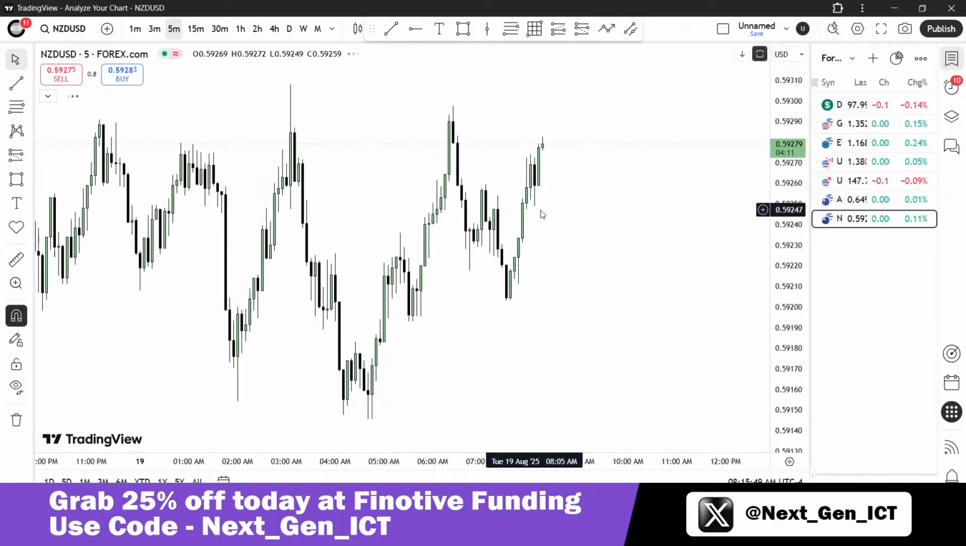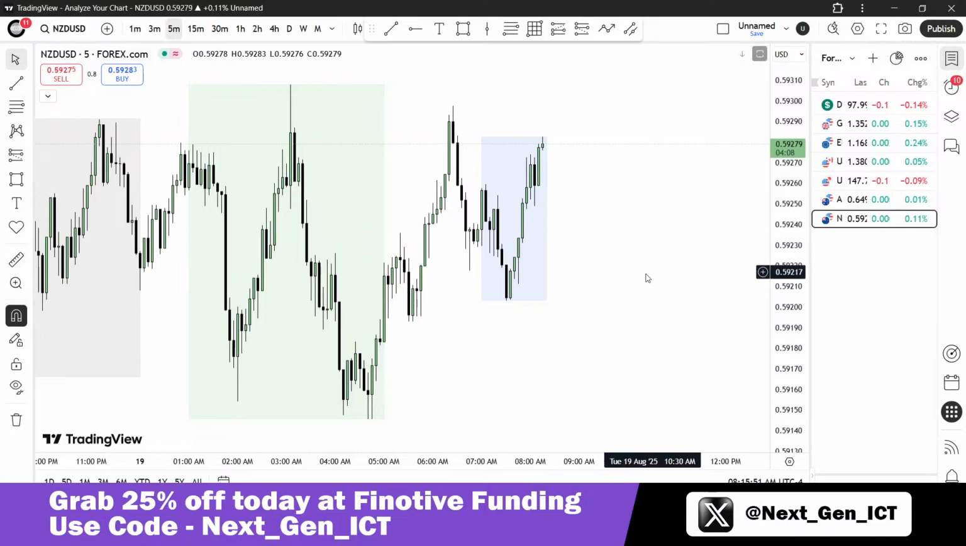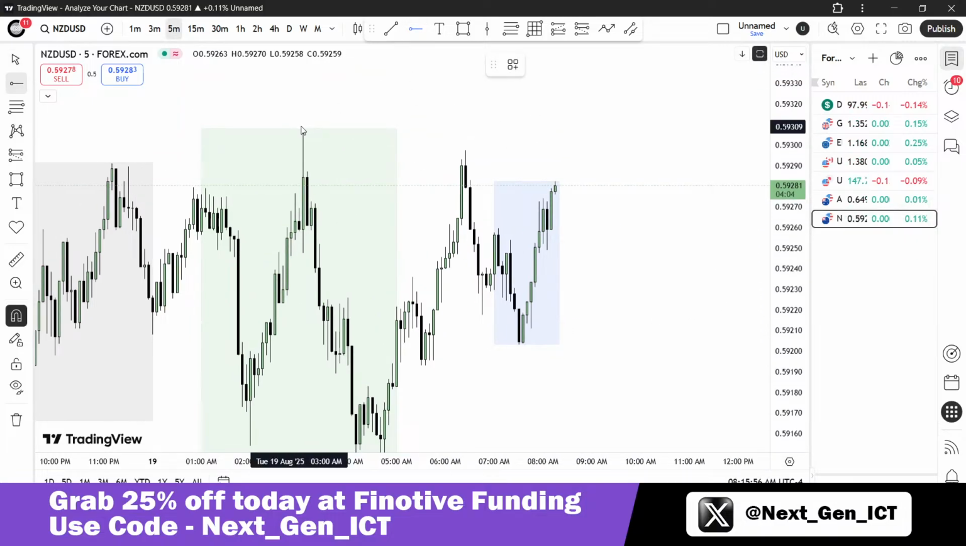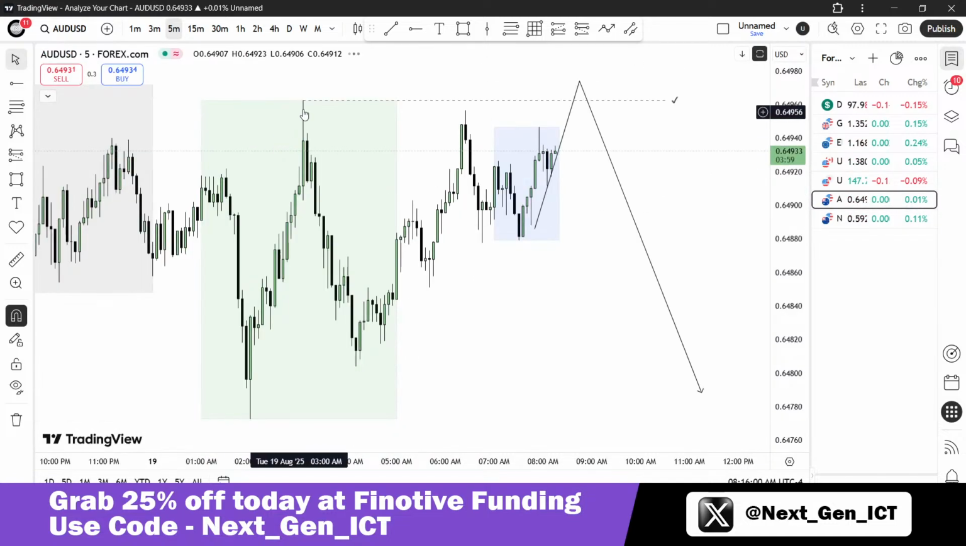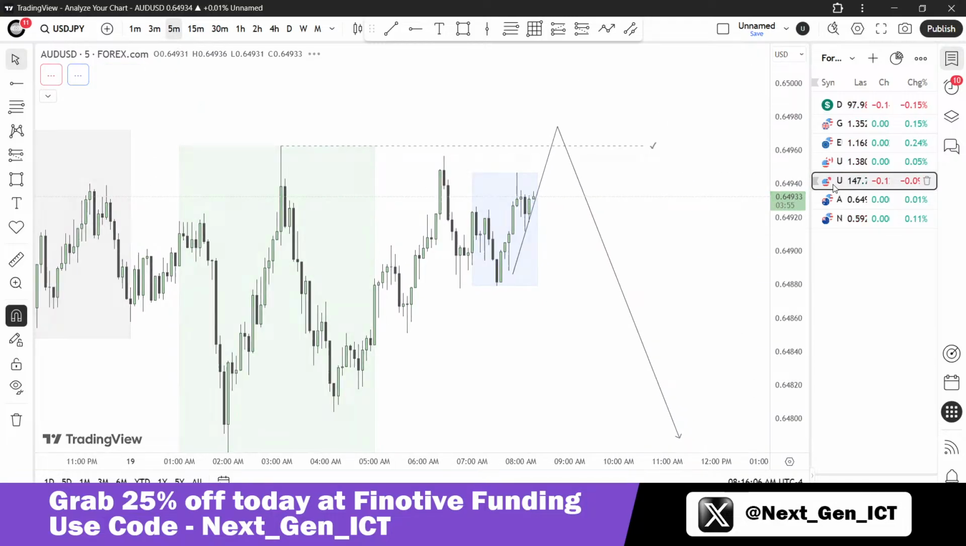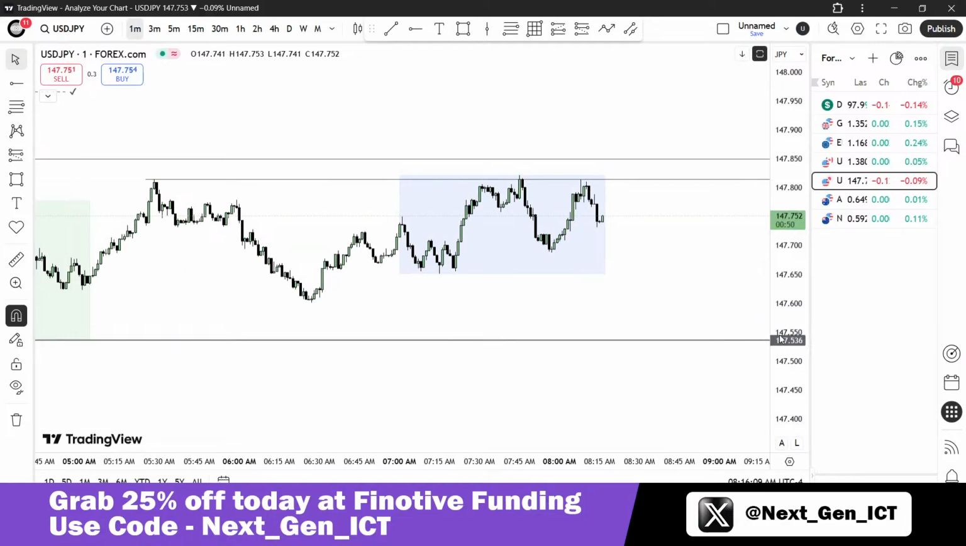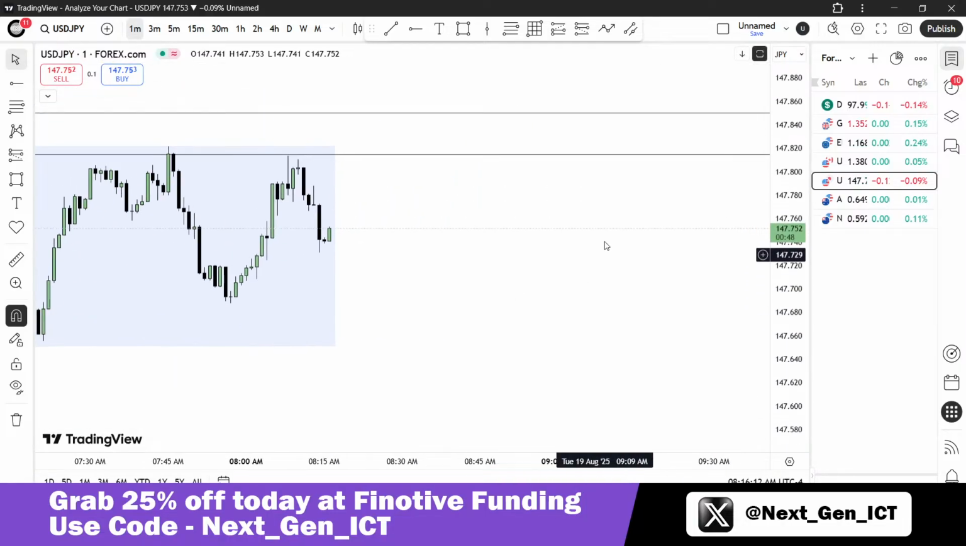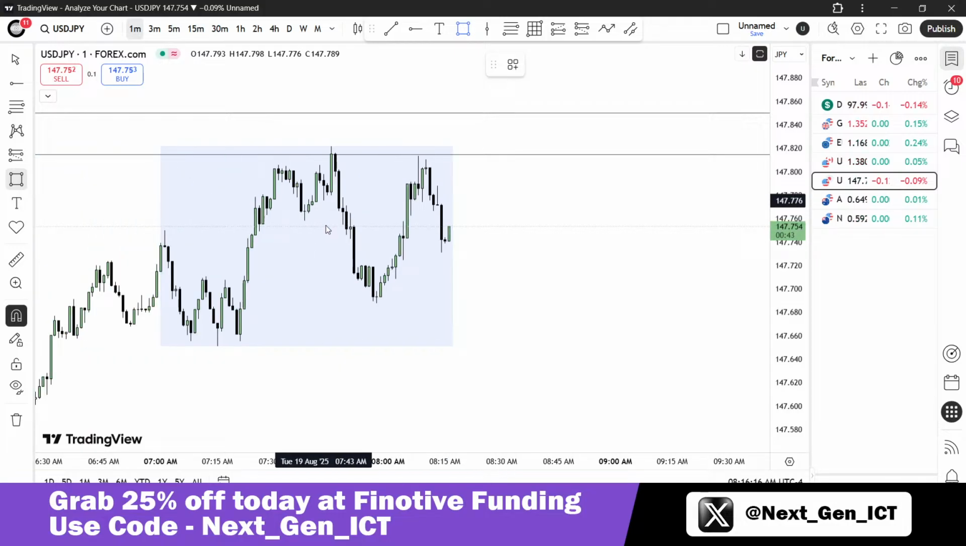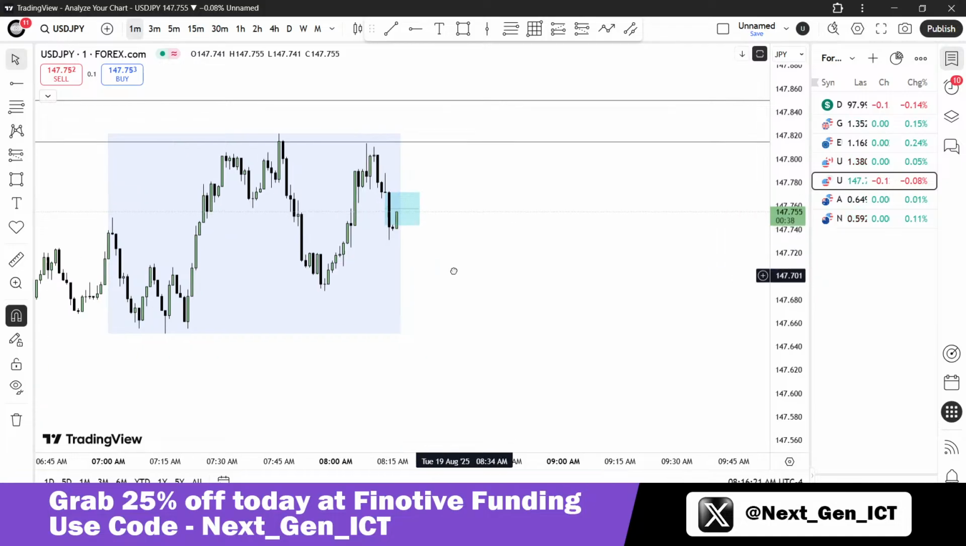The New York session price is just consolidating right now. I had this in my mind. So this high is gonna be taken either this one on New Zealand dollar or probably this one also. Let's see how price reacts.